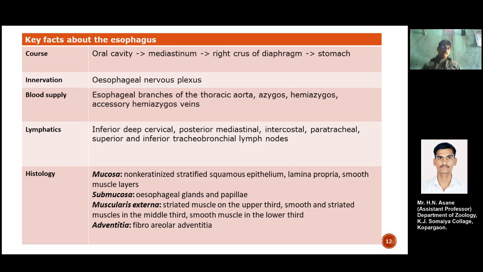It has the fibroalveolar adventitia, which attaches the esophagus to the neighboring structures of the abdominal cavity. That hollow passage gets attached to the tubes of our respiratory system, and also has some connections with the linings of the lungs. So this is the histology of the esophagus.